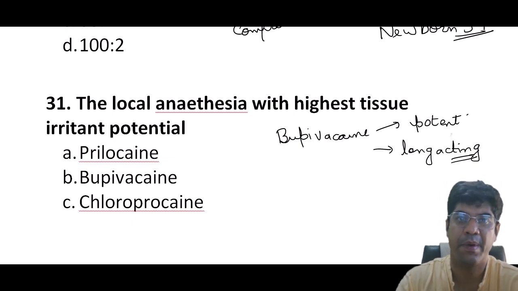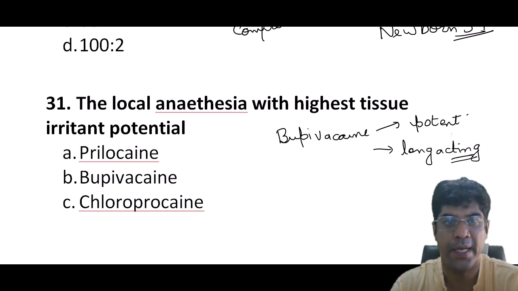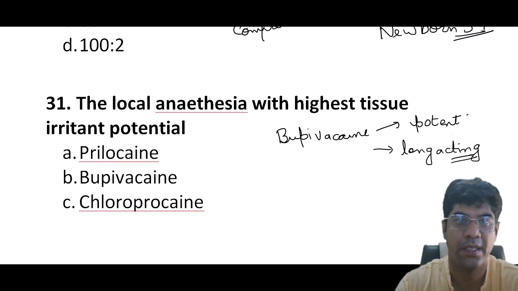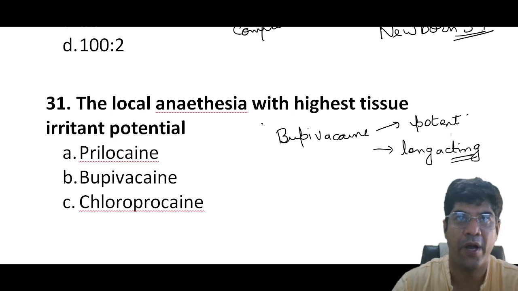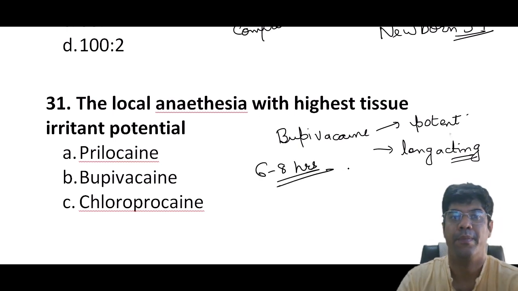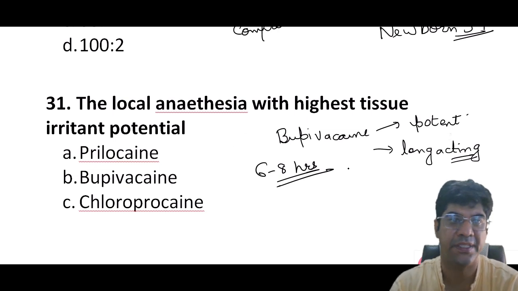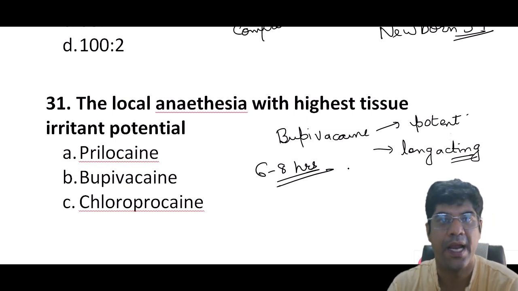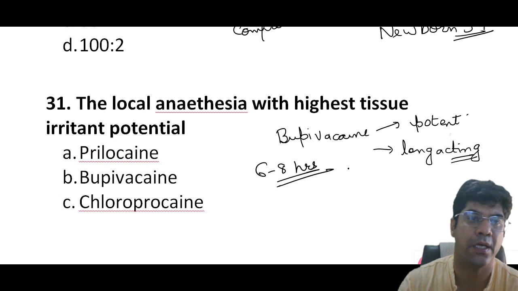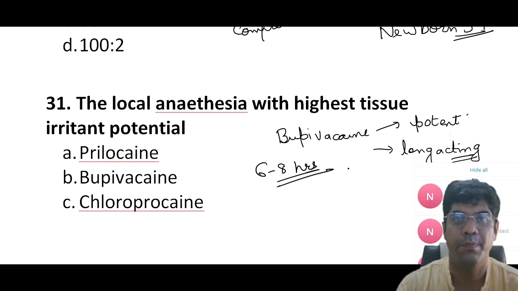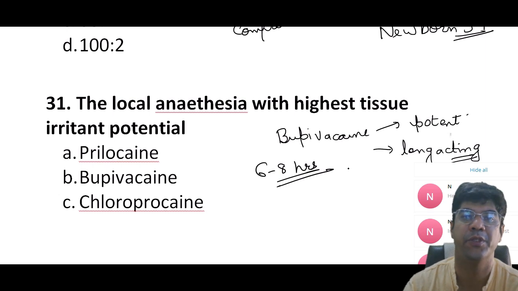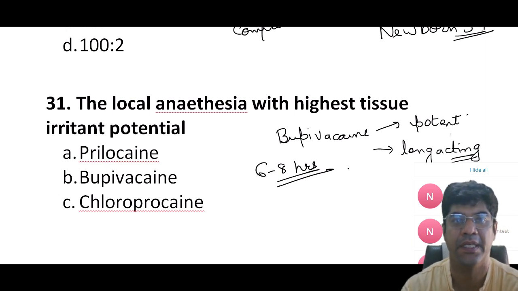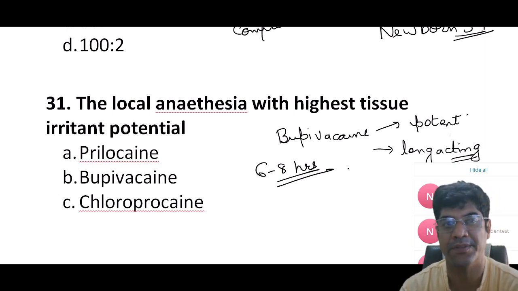So bupivacaine, remember, is more potent than many other local anesthetics. It has a longer duration. It can provide anesthesia up to 6 to 8 hours, making it suitable for lengthy dental procedures and controlling post-operative pain. While bupivacaine is highly effective, it has a higher potential for tissue irritation and neurotoxicity compared to the other local anesthetics.